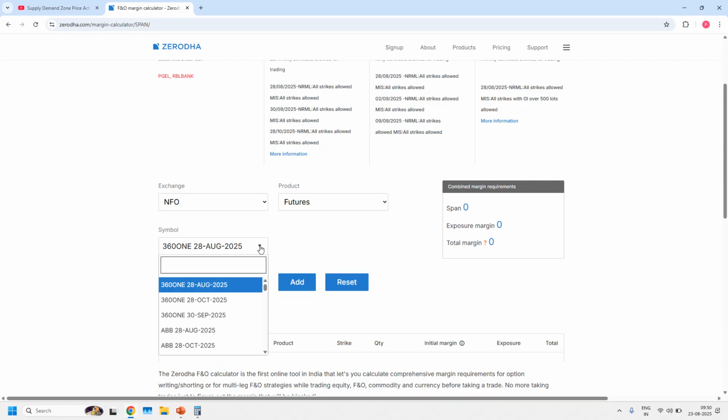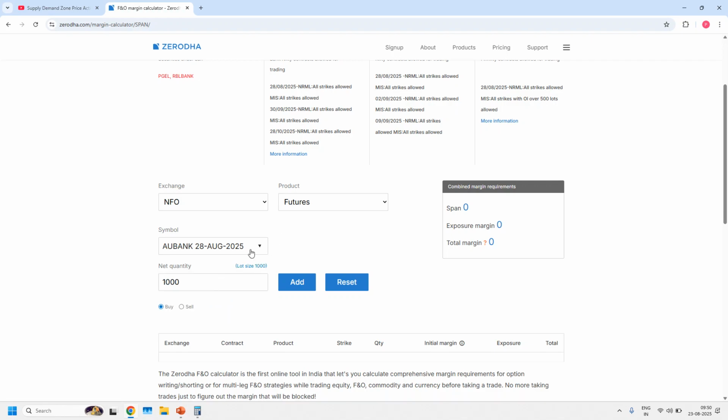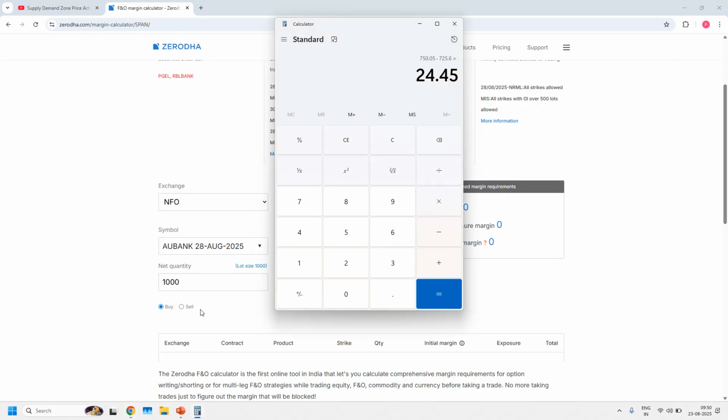This is AU Bank, right? So AU Bank, let us assume we would have taken AU Bank August futures. What is the lot size? 1000. So 24.45 into 1000, that means 24,450 rupees profit in just 3 trading sessions. Strictly speaking, 2 trading, but okay. At the end of the first trading session, you got the entry, and at the beginning of the 3rd trading session, you got the profit.